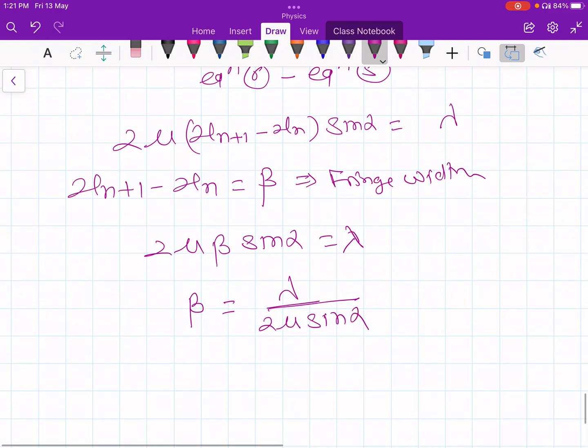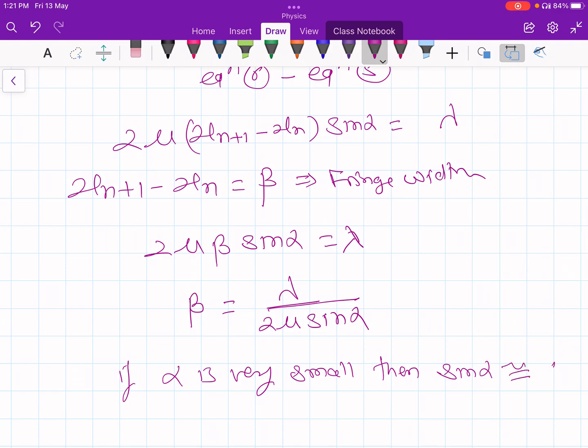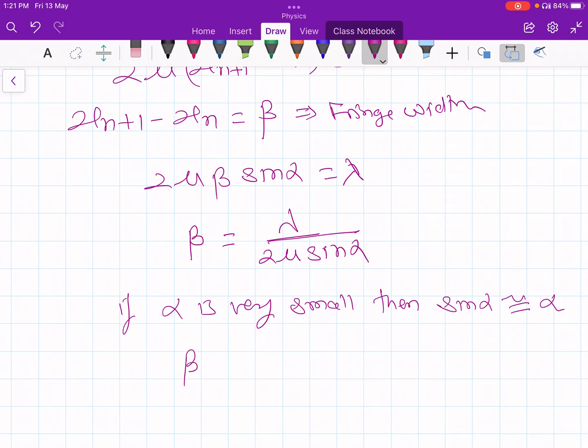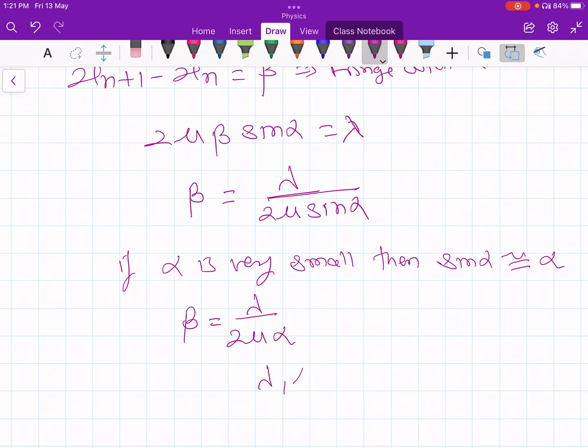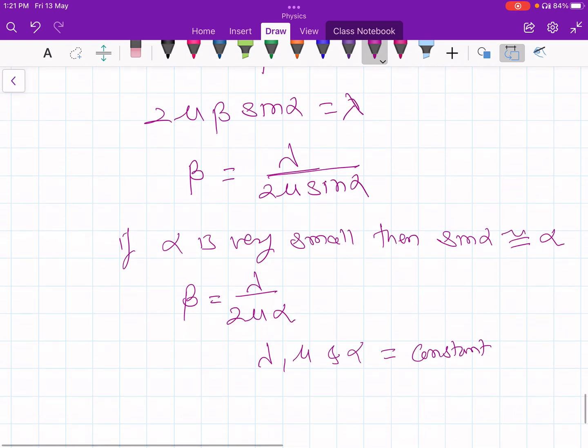And if alpha is very small, then sine alpha is approximately equals to alpha. And so the fringe width beta is equals to lambda upon 2 mu alpha. So in this, lambda, mu and alpha are constant. All the factors on the right hand side are constant, hence beta is equals to constant. So we get fringes of constant thickness in this case.